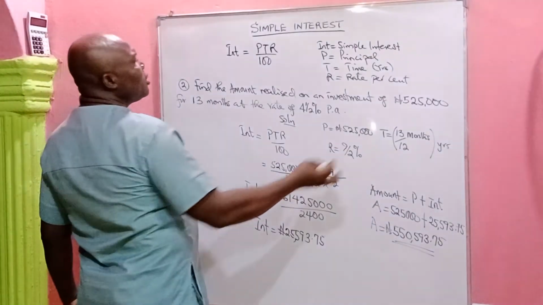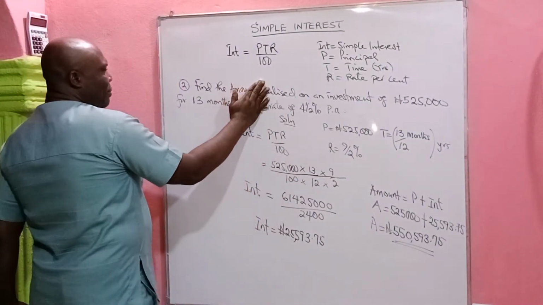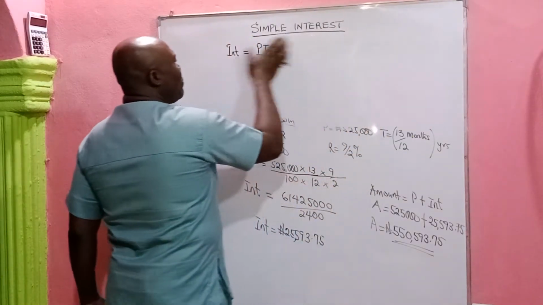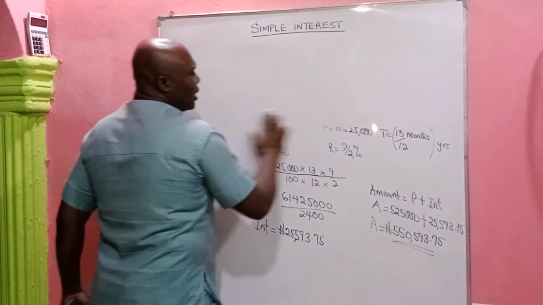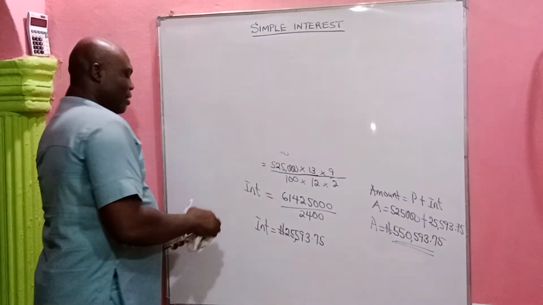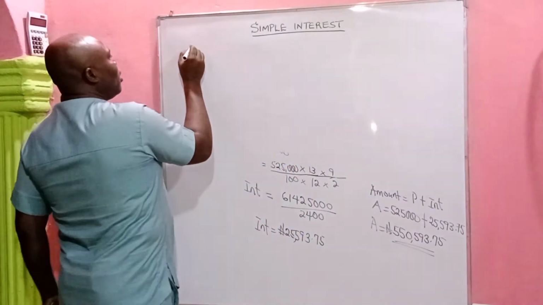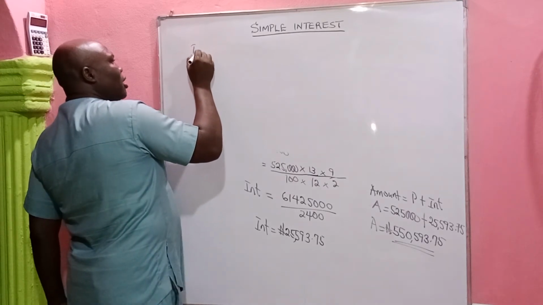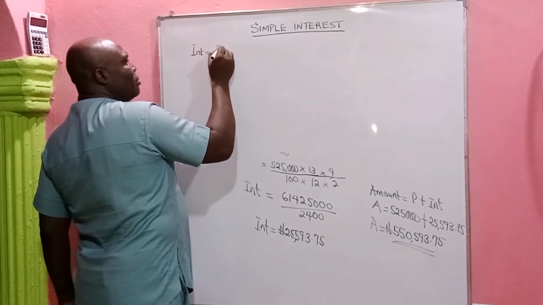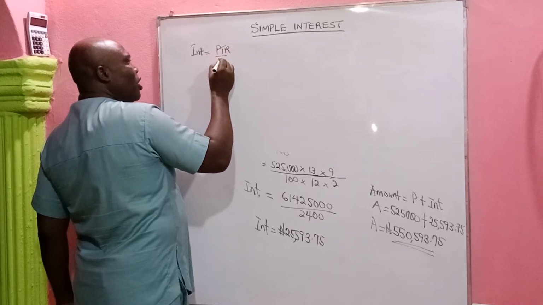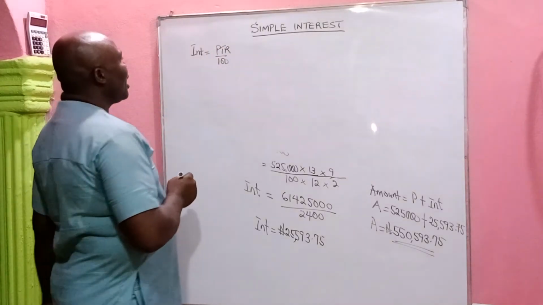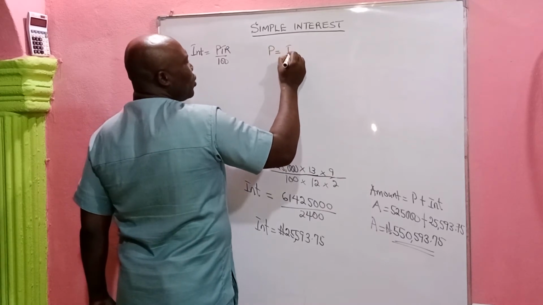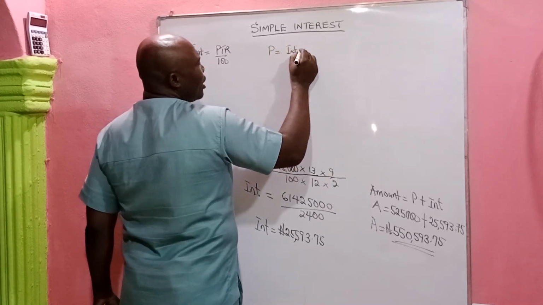So what happens if you're asked to find any of the other parameters? Understand that we said the simple interest, INT, is equal to principal times time times rate all over 100. By change of subject of the formula, if we are to find the principal, it will always be interest times 100.